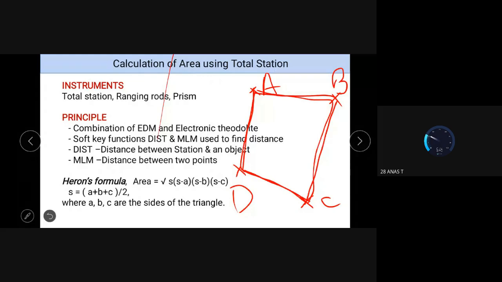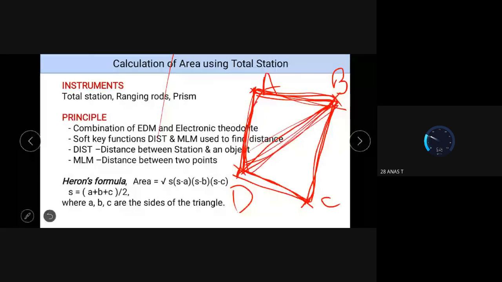So finding area, the simplest method is that we can divide it into 2 simple geometries, that is 2 triangles. And if you know the distances AB, BC, CD, DA and BD, we can find the area of this polygon by dividing it into 2 triangles. So how will you find the area of this triangle? We know the distances AB, AD and BD. If we know the 3 distances, then we can use Heron's formula.